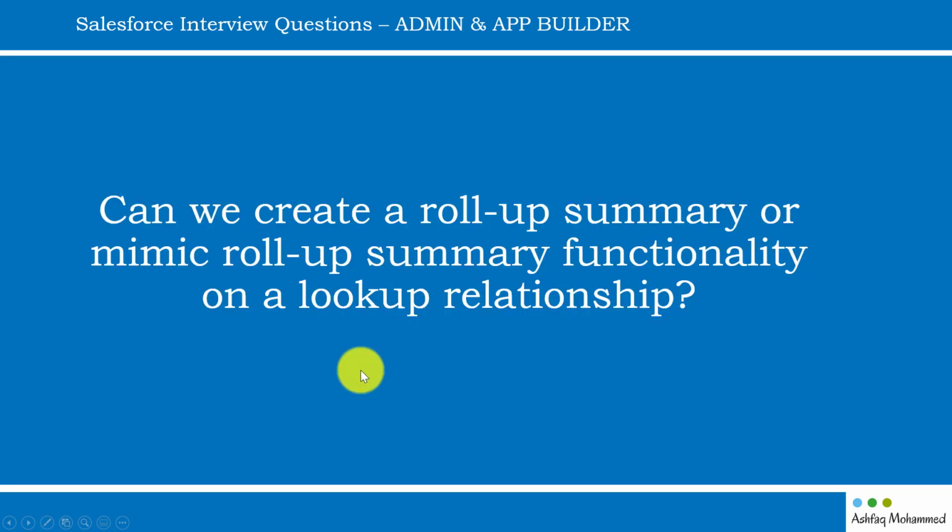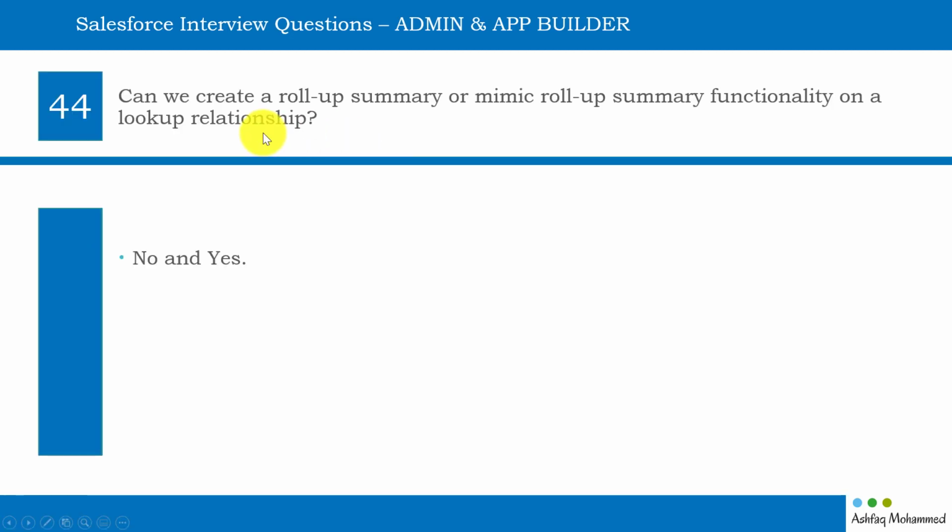Okay. The next question is, can we create a roll-up summary or mimic roll-up summary functionality on a lookup relationship? See, these are indirect questions. The interviewer will try to confuse you. Okay, fine. I have a master detail relationship, but I have created a roll-up summary, but now I have only a lookup relationship and I cannot convert it to a master detail, but I still need the functionality of roll-up. I'll try to confuse you. Don't get confused. Just give this answer.